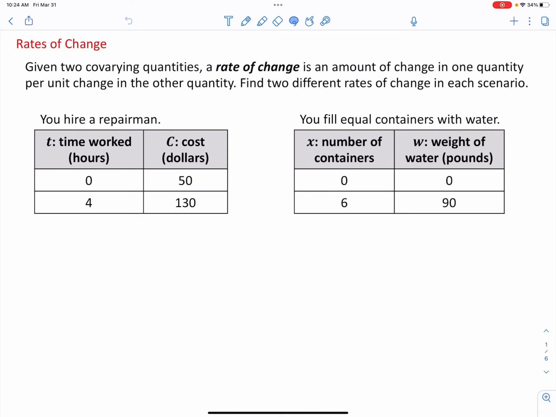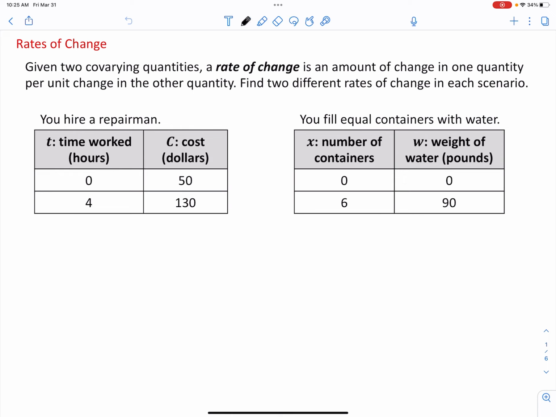The first scenario is we hire a repairman. The two covariant quantities are time worked by the repairman and the cost for the repairman's labor. As time changes, you expect cost to change, and so we call these quantities covarying. They change in tandem. Also notice that when time is zero, so if the repairman works 0 hours, the cost will be $50. That is a flat fee just for coming out to provide a service. And then if the repairman works 4 hours, the total cost will be $130.